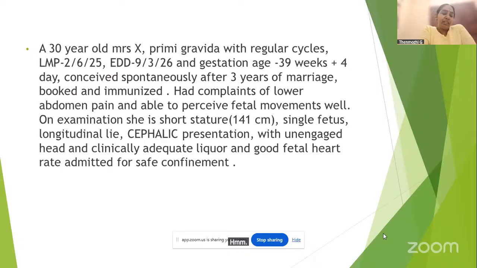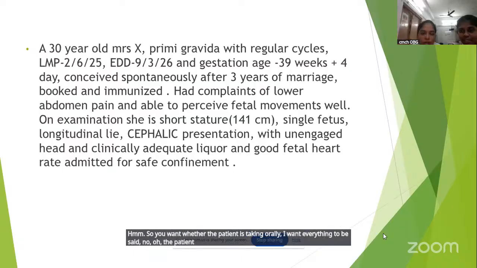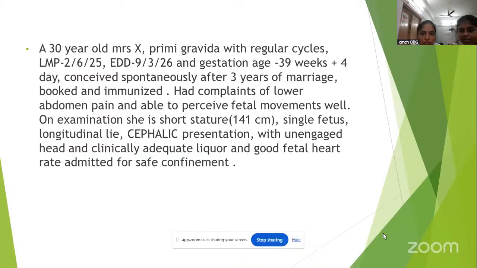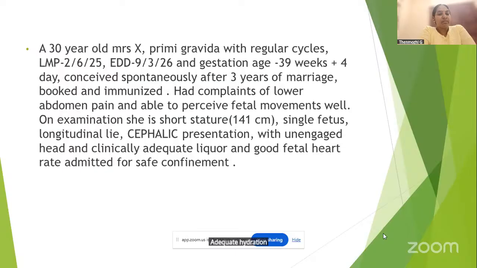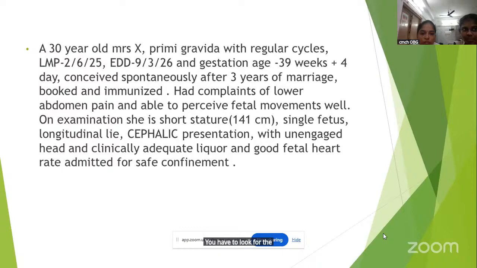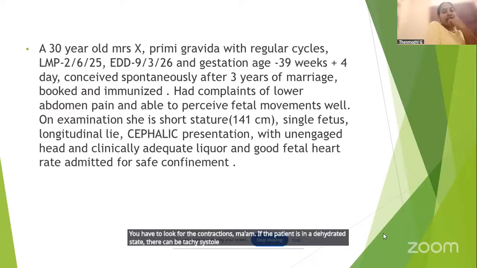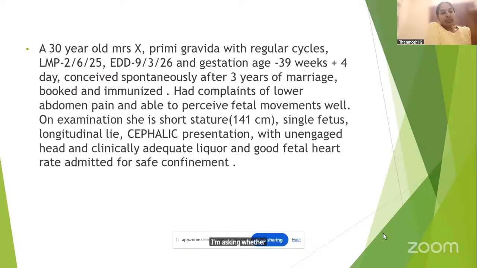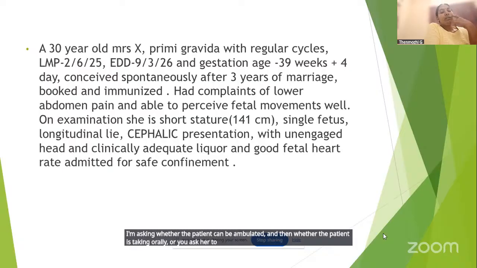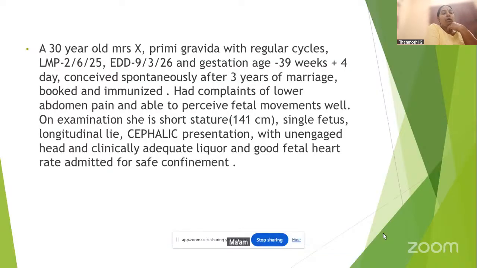So you want to know whether the patient is taking orally, how the patient is ambulating, and the hydration. How do you maintain adequate hydration? You have to look for the contractions, ma'am. If the patient is in a dehydrated state, there can be tachysystole, ma'am. I'm asking whether the patient can be ambulated, and whether the patient is taking orally, or you ask her to take orally. Then what advice will you give?